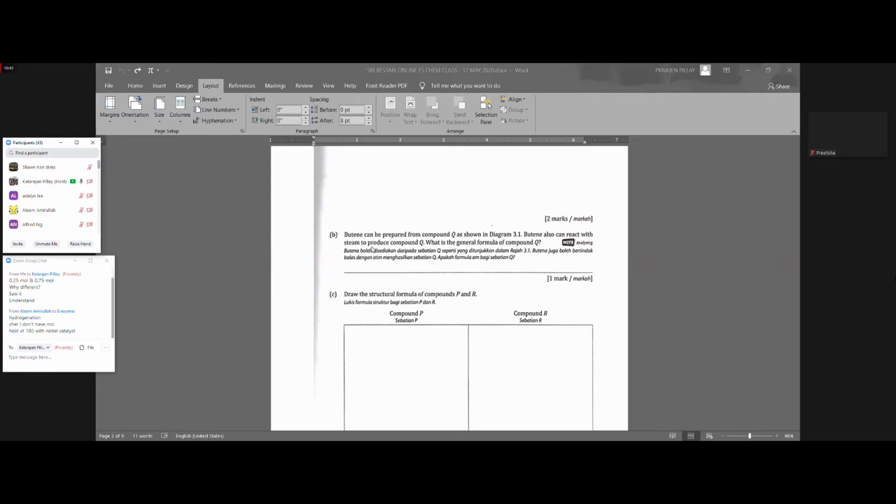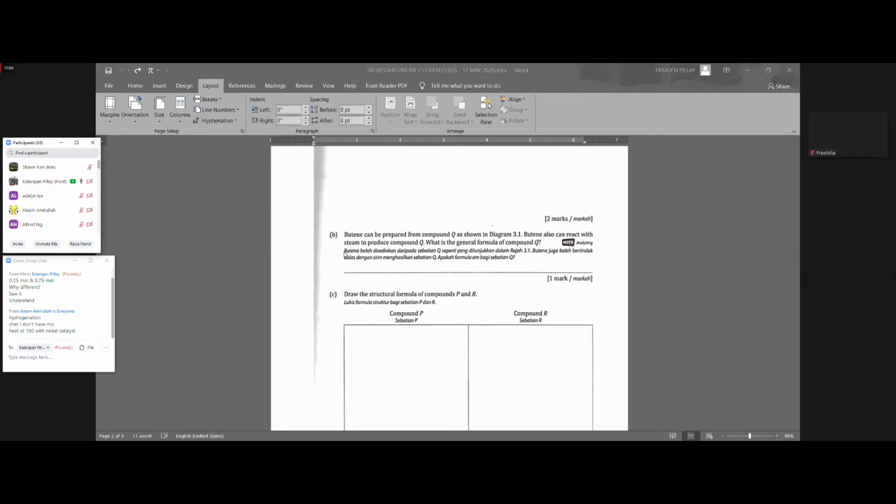Where you add water. You know? You take hydration. Are you sure? Hydration. Okay, correct. Sorry about that. Hydration. Well done. So hydration means alkene will produce alcohol. So this one you put with steam, that means you're adding water, it's hydration. So butene with steam becomes compound Q.